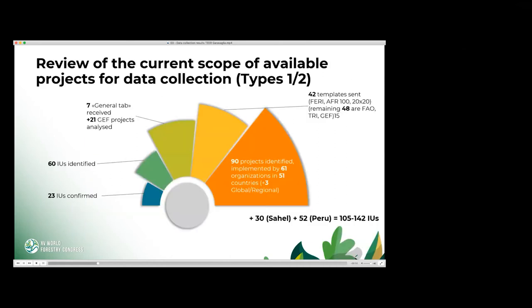This slide shows you the review of available projects for type 1 and 2 data. We identified 90 projects implemented by 61 organizations in 51 countries, plus 3 global and regional projects. We could send out different templates, like 42 initially, and we received some information and feedback from the project managers.